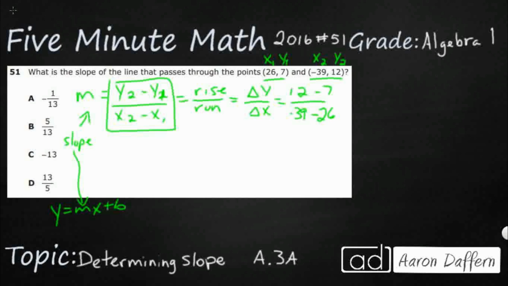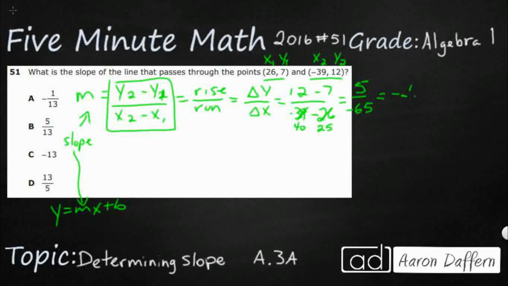Okay. So top's pretty easy. That's going to be 5. 12 minus 7 is 5. Bottom, negative 39 minus 26. We can eyeball that if we need to, or we can use our calculator, right? I'm going to compensate here. I'm going to make that 25 and 40, a little bit easier. So that's going to be negative 65. So it's going to be negative something. 5 goes into 65 13 times.